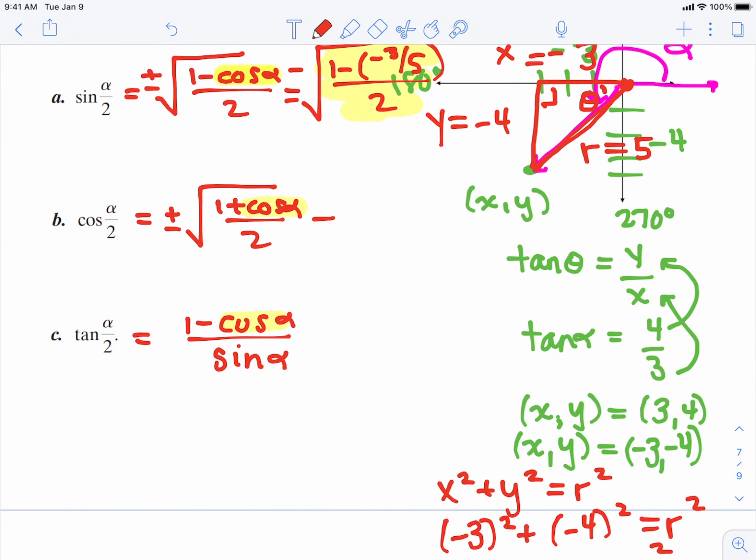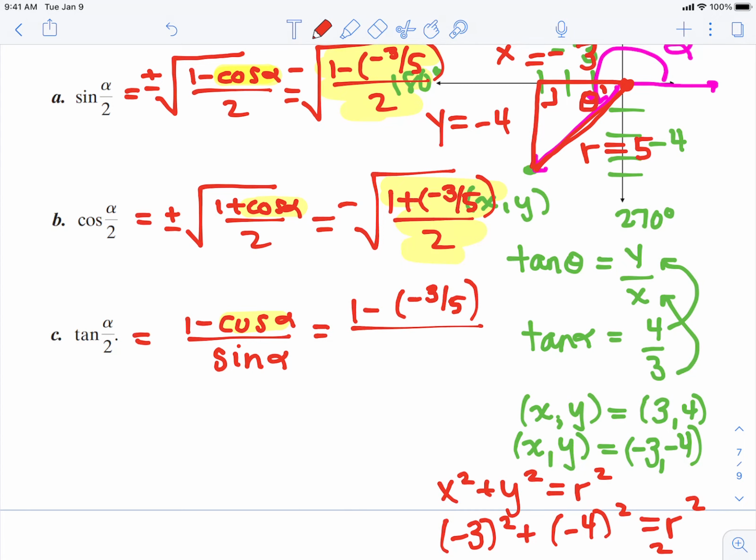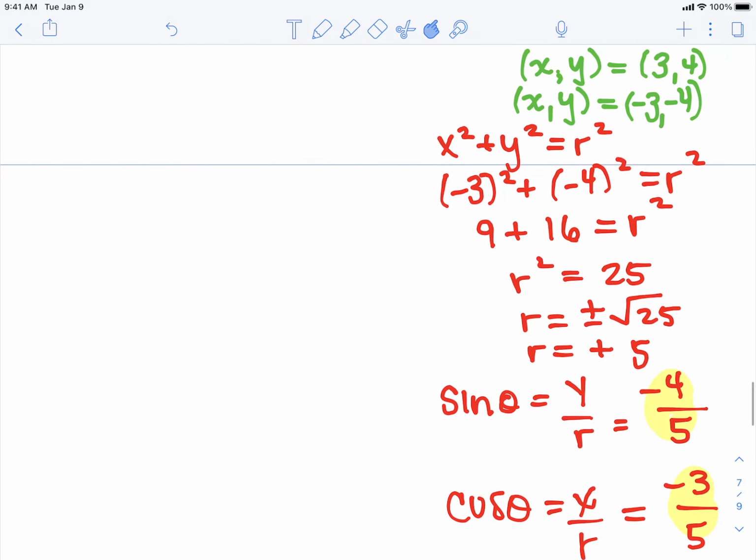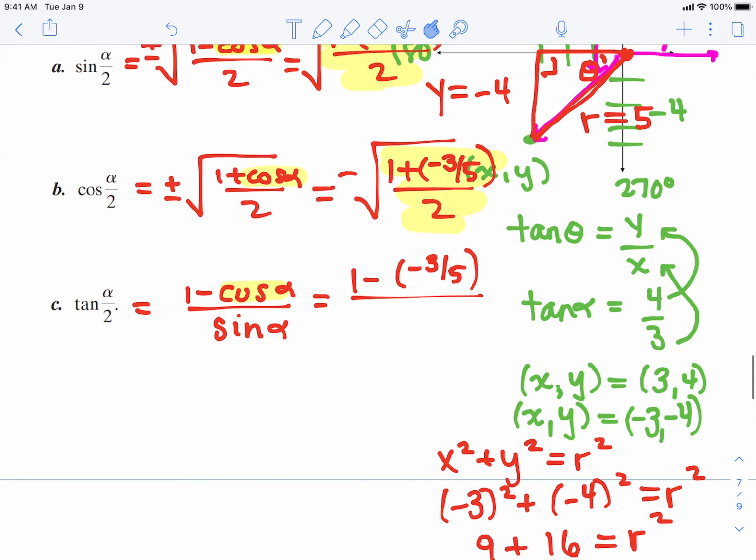All right, continuing on, the sine is also a negative because in quadrant 3. Then you go 1 plus, and then negative 3/5 over 2. And again, simplify that fraction. Last one, 1 minus, and you're substituting the negative 3/5 over, and remember the sine down here is negative 4/5. And then again, use your simplification skills on each of those.